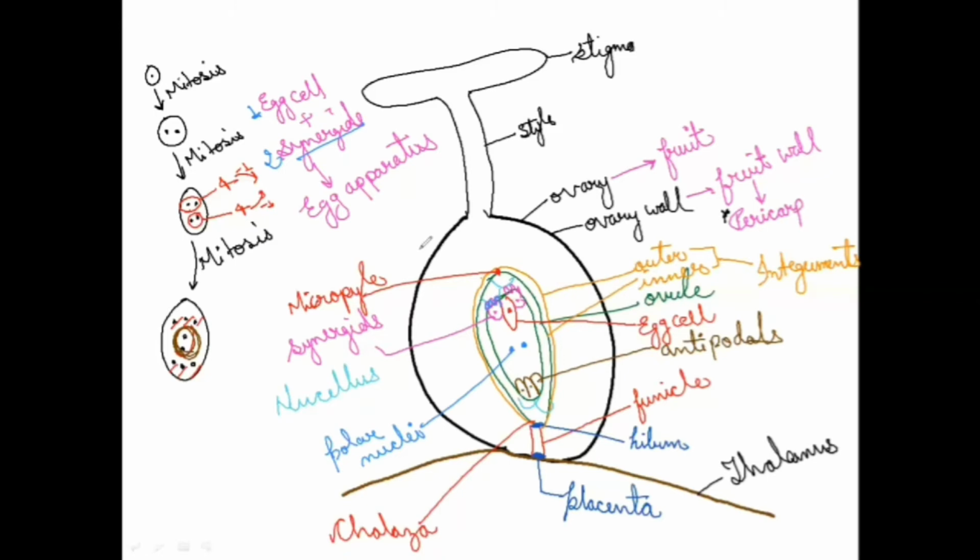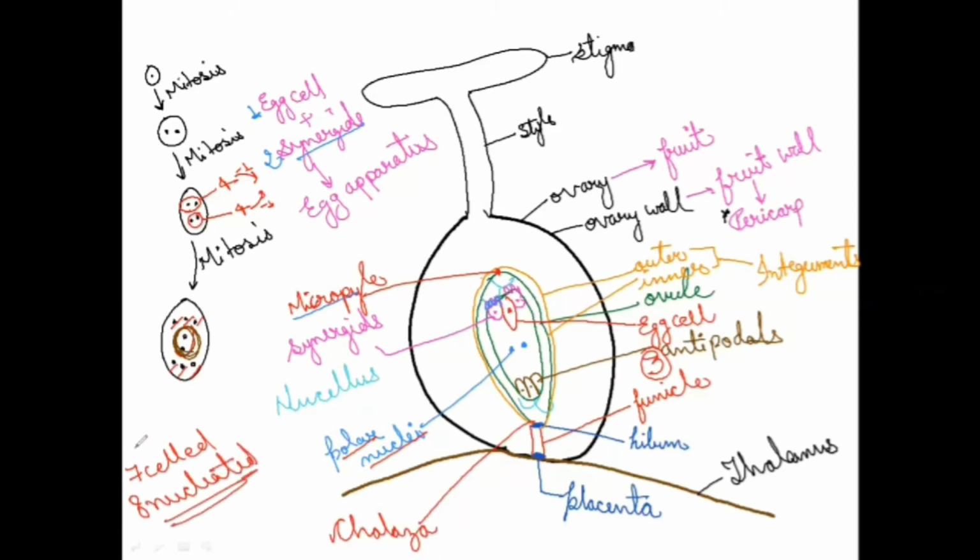Now, this egg apparatus is present on the side of the micropyle, whereas on the side of the chalaza, 3 antipodal cells are present. How many cells? 3 antipodal cells. So 1 egg cell, 2 synergids, 3 antipodal cells. Total how many are done? 6 cells are done. And the 7th cell is this complete embryo sac in which the 2 polar nuclei are present. So we can say that one carpel will usually have 7 cells. But how many nuclei are there? 8. 8 nucleated embryo sac.